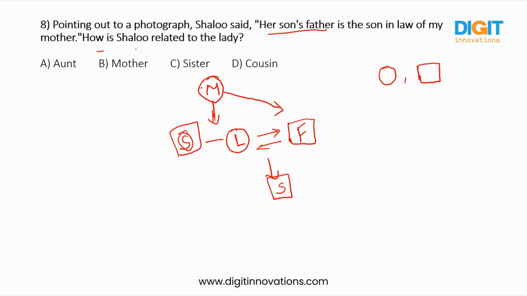And how is Shalu related to that lady? We know this lady is a girl. Of course, she will become a sister to her, because we know the gender of this girl, right? For Shalu we cannot confirm whether he is a boy or a girl. By the name, we cannot say the gender. So here we already know she is a lady and she will become sister. Option is D. Sorry, C.